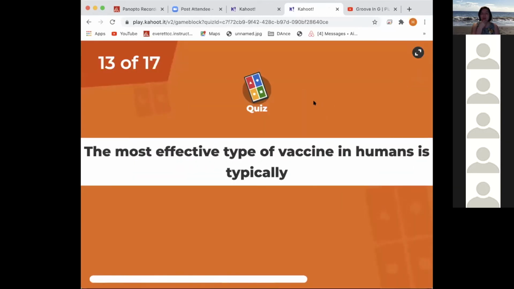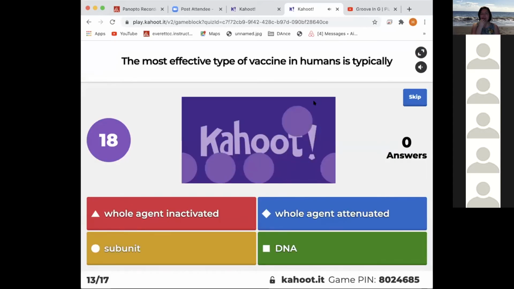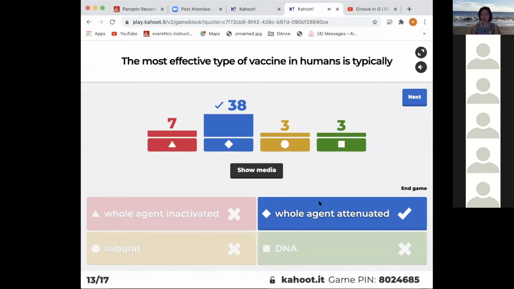What's the most effective type of vaccine in people usually? Remember, I'm saying in people. Nice work, guys. Whole agent attenuated it is.